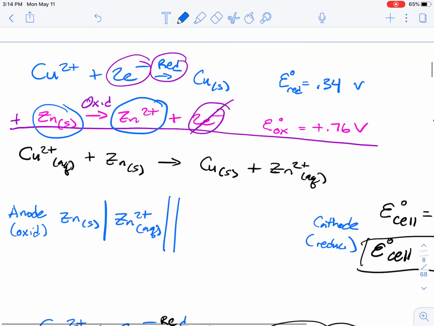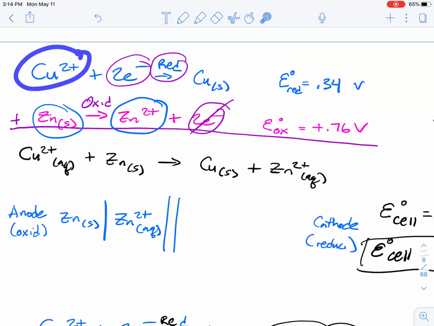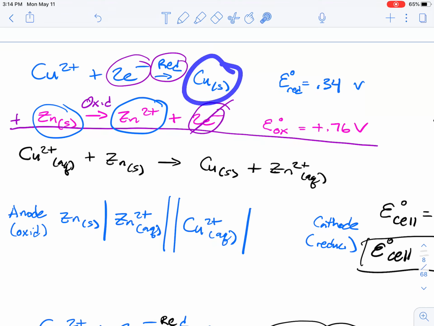And so since this is the site of reduction, we're going to go ahead and write copper 2 plus first, since that's the first thing that we see. And then we're just going to go ahead and draw another vertical line. And we're going to go ahead and just write in the solid, which is going to be copper.